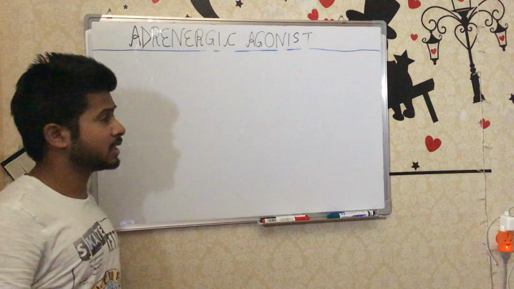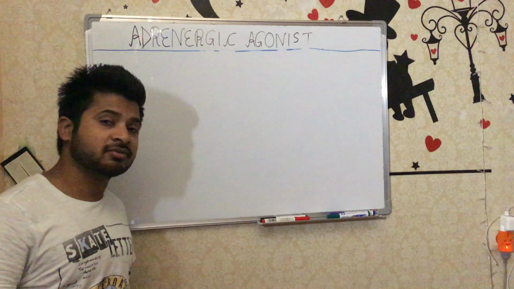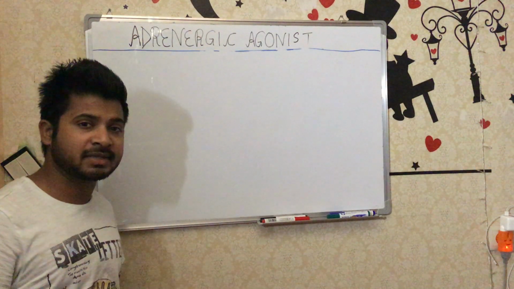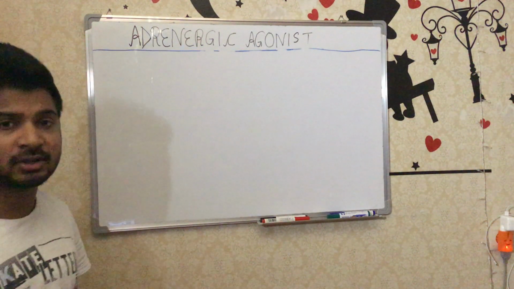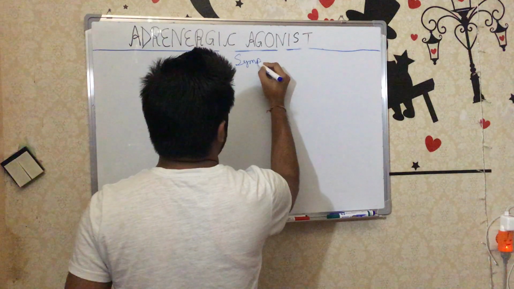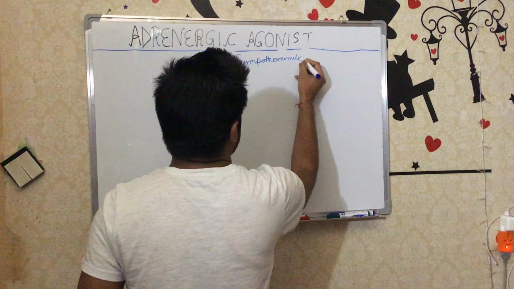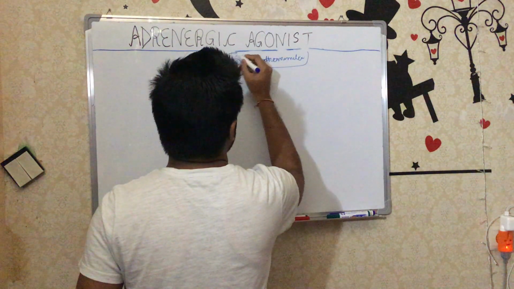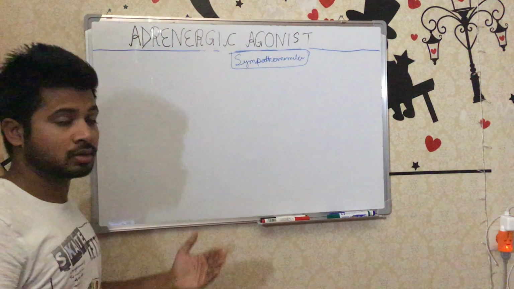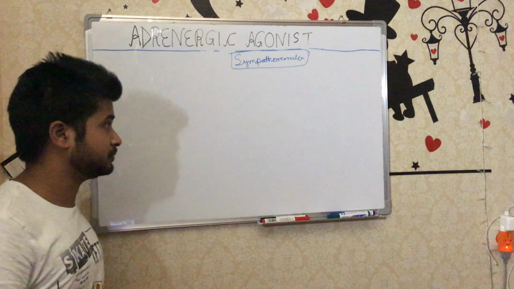So first of all, what is an adrenergic agonist? An adrenergic agonist, or adrenergic drug, first of all acts on the sympathetic nervous system, or we can say that whatever action it produces is similar to the sympathetic nervous system. That's why we also call it sympathomimetic. So any drug which belongs to the sympathomimetics acts on the sympathetic nervous system, or produces an action similar to the sympathetic nervous system.